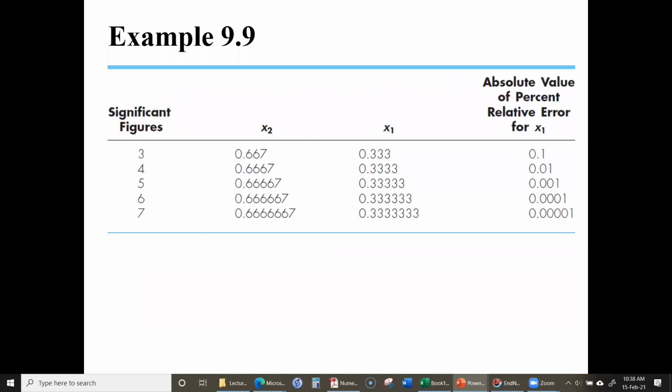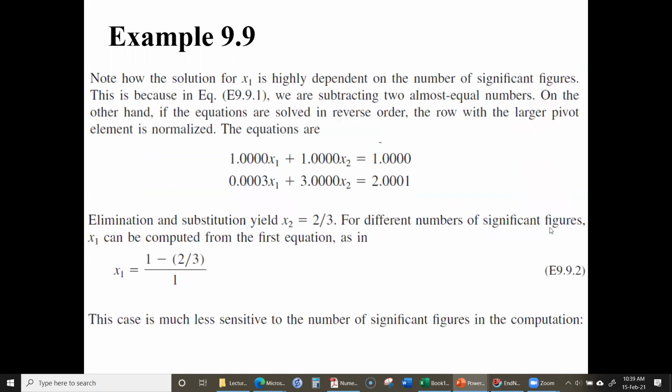And then if we apply the same calculation steps for the significant figures, you can see that even with 3 significant figures we get an answer of 0.3333, which is much more accurate than in the previous case. And with 7 significant digits, we get the answer of 0.333333. So the error is much smaller. This is the solution we obtained by simply interchanging these two rows, these two equations.